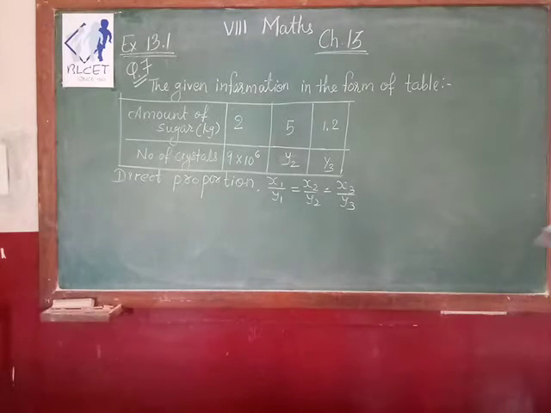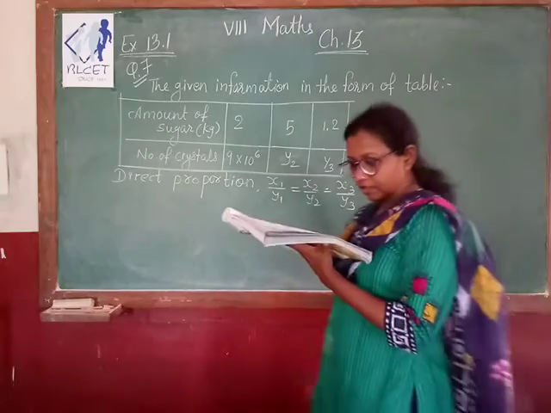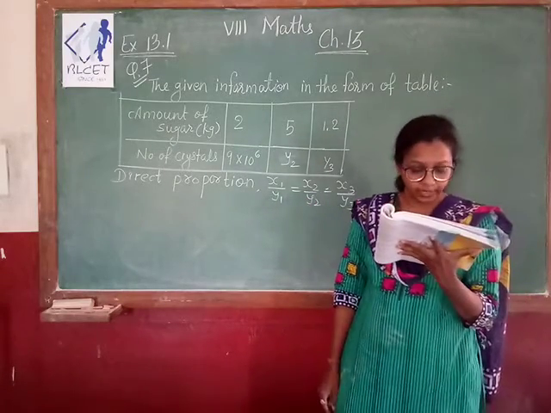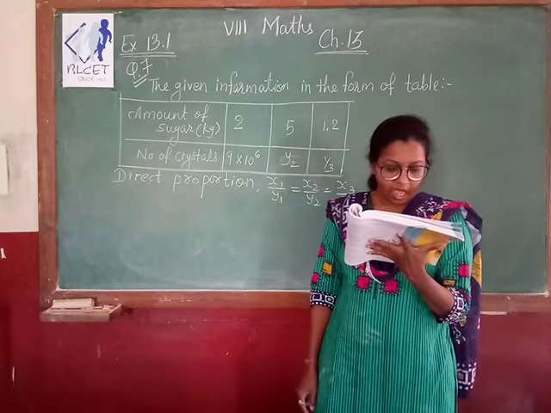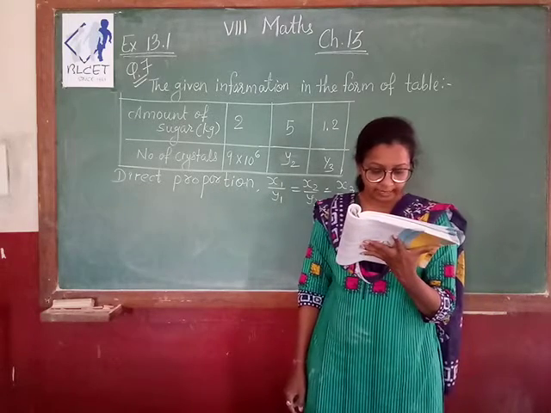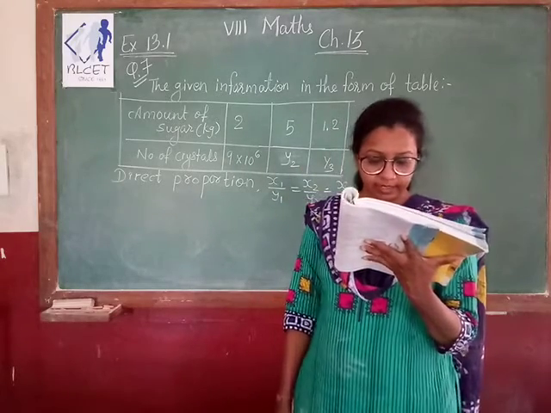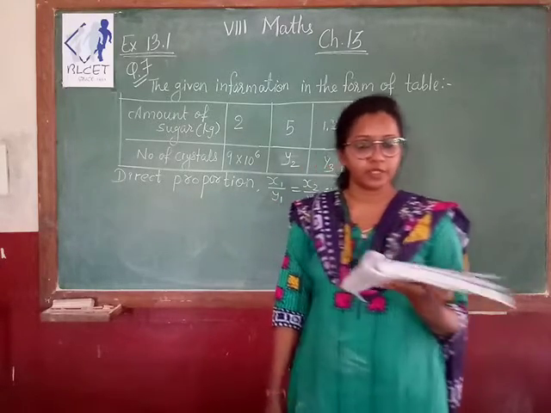Let's see the question. Question 7. Suppose 2 kg of sugar contains 9 into 10 power 6 crystals. How many sugar crystals are there in, first, 5 kg of sugar, and second, 1.2 kg of sugar?